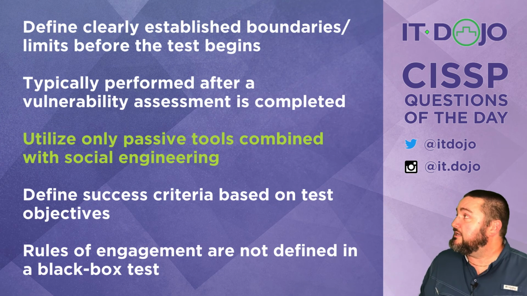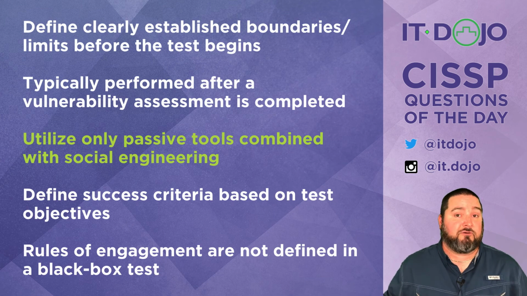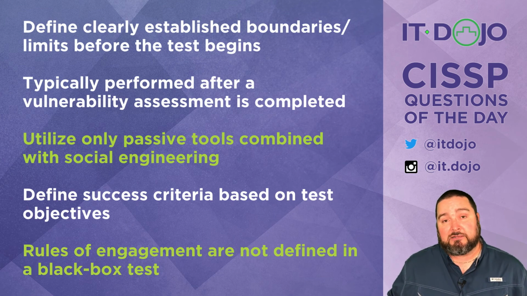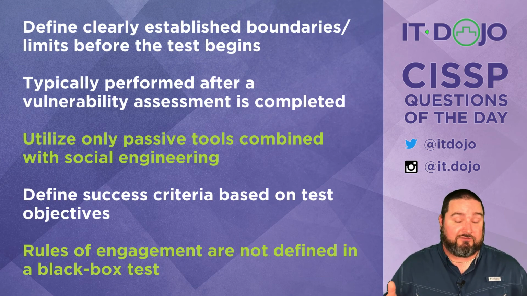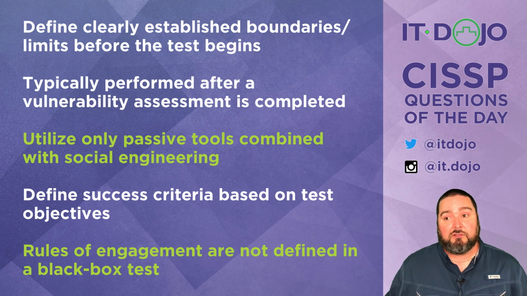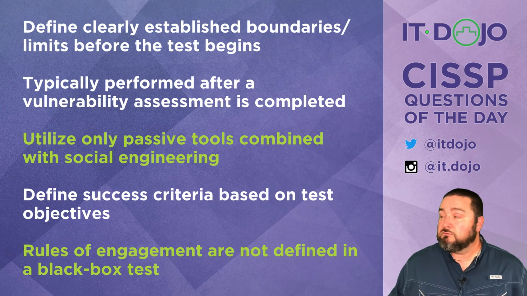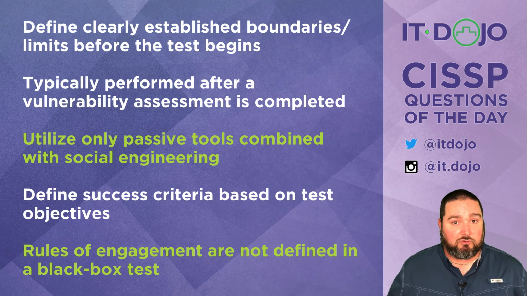And the last answer choice says that rules of engagement are not defined in a black box test, and that could not be farther from the truth. Just because it's a black box penetration test where you are in essence given no knowledge about the network that you're going to have to perform the penetration on doesn't mean that there aren't rules for the engagement. So there are absolutely going to be limits to what you can do to the network that you're performing the pen test for. So just because it's a black box test doesn't mean that it's a no holds barred test.